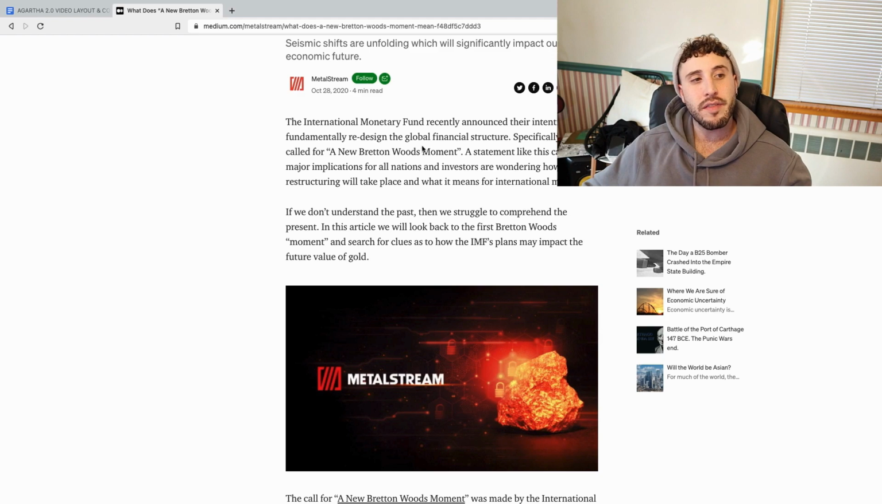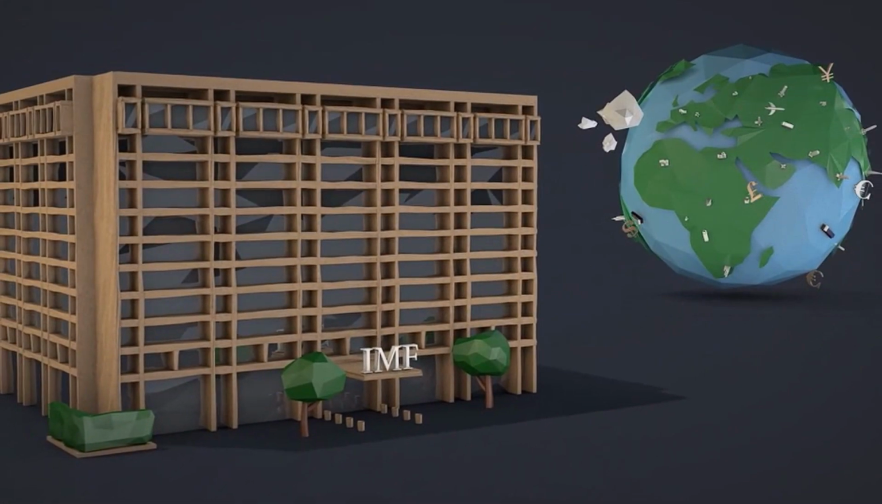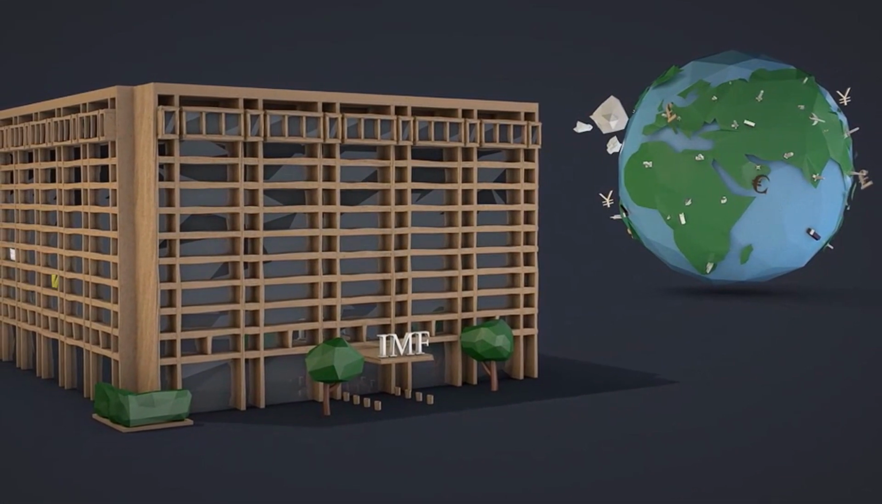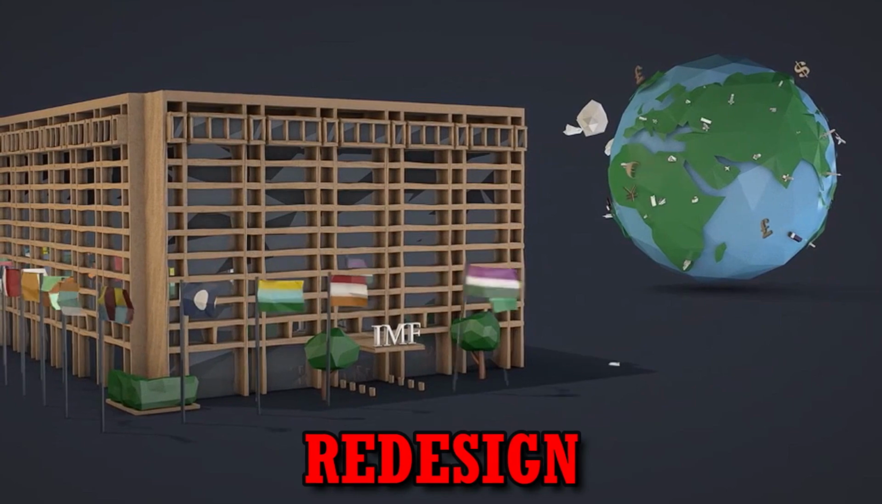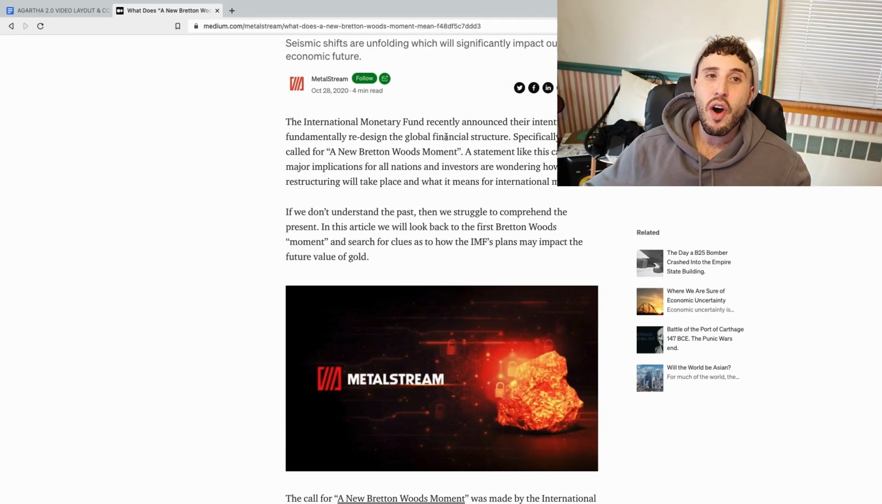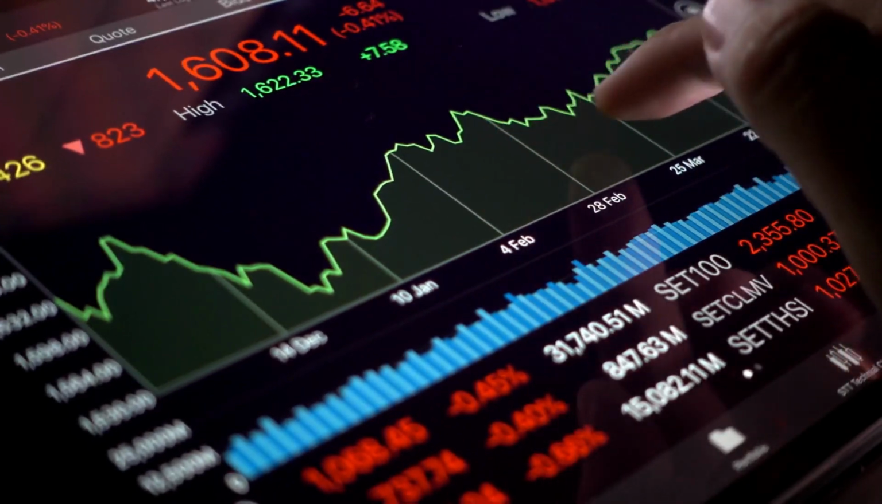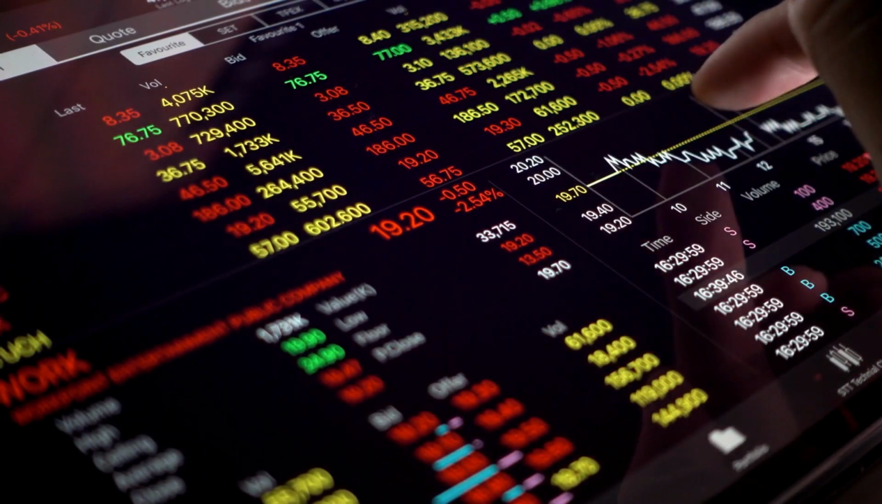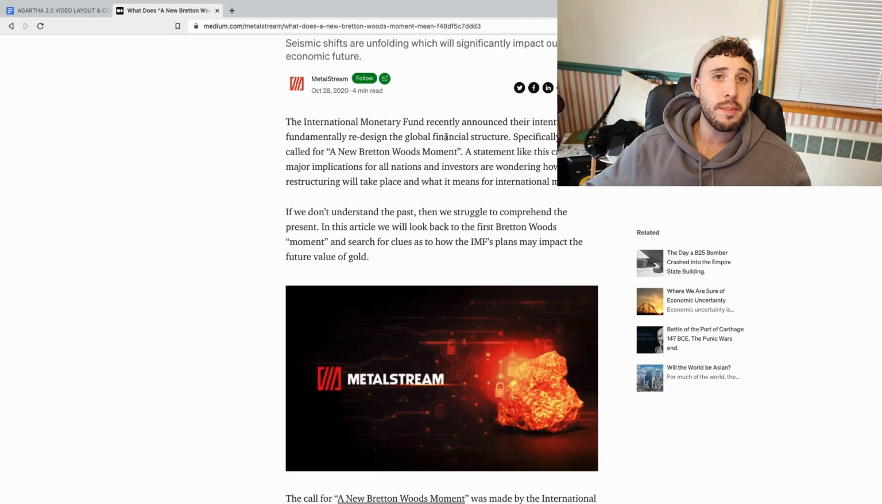The International Monetary Fund recently announced their intention to fundamentally redesign the global financial system. Huge. Specifically, they call for a new Bretton Woods moment. A statement like this carries major implications for all nations and investors that are wondering how this restructuring will take place and what it means for international markets. This is no drop in the bucket. This is huge. The Bretton Woods moment and system was a turning point in our history.